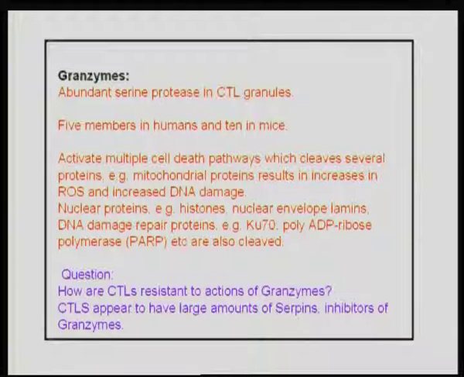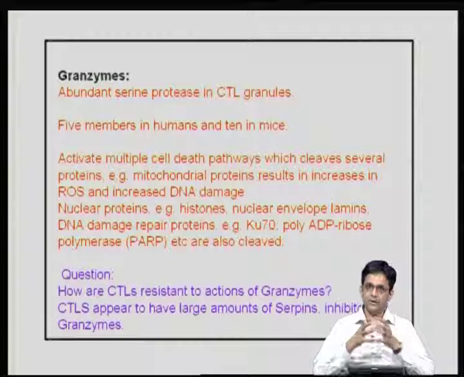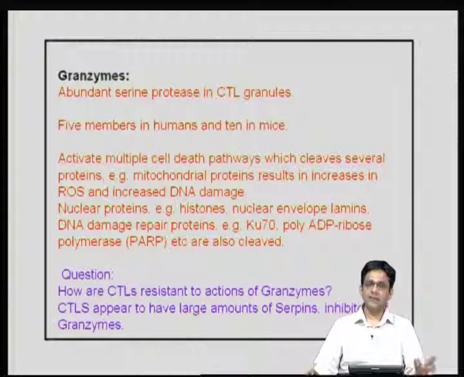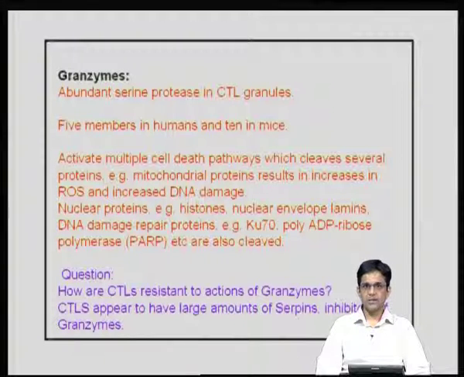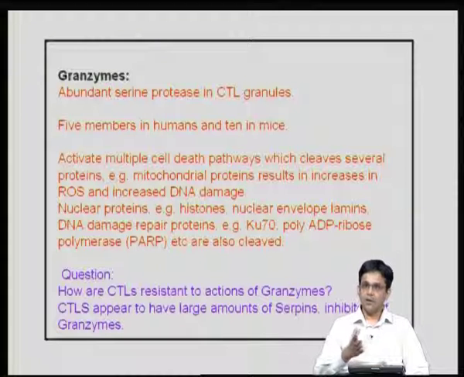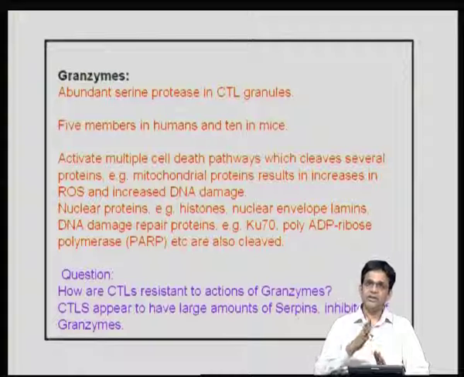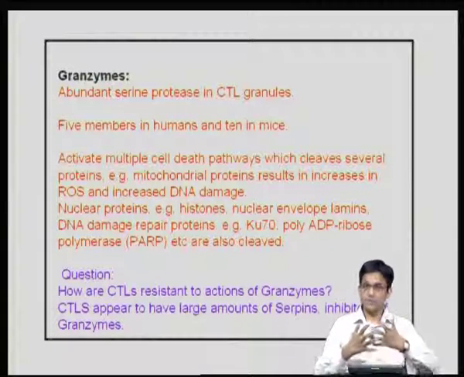Next, we will go on to the granzymes, which constitute a larger chunk of these granule contents, and they are abundant. They are serine proteases, and you have 5 different members in humans and 10 in mice. They activate multiple cell death pathways, in a caspase independent manner, because they themselves are proteases. They can cleave mitochondrial proteins, nuclear proteins, and DNA damage repair proteins, especially PARP, which is often used as a marker of cell death, since PARP cleavage is associated with cell death and is often studied. So granzymes are able to do all these.